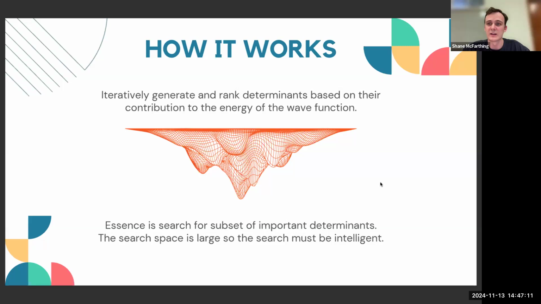There are some methods like heat bath configuration interaction and adaptive configuration interaction, adaptive selected configuration interaction, so ASCI. They all have different methods of trying to build this compressed wave function, but they all have the same core purpose, which is to search through the space of all the possible configurations and try to extract the ones that are the highest contributors to our energies. And because the search space is so large, the search has to be intelligent.